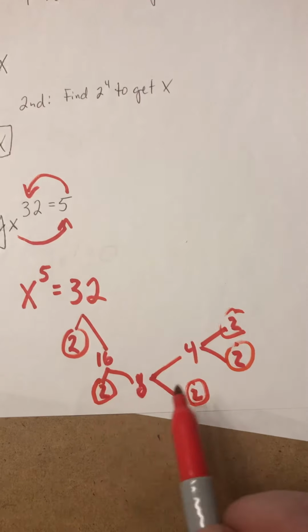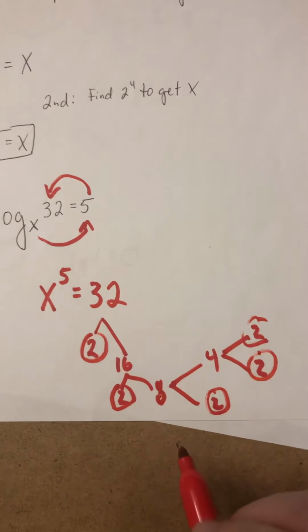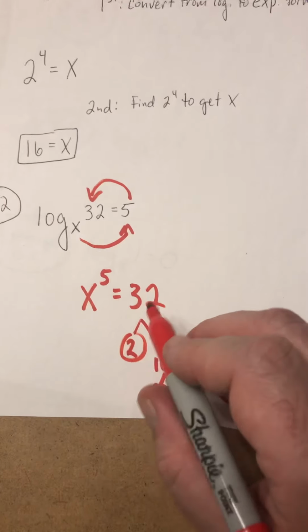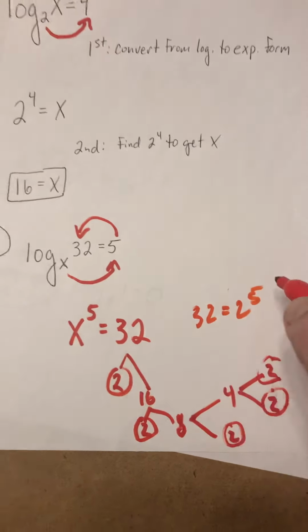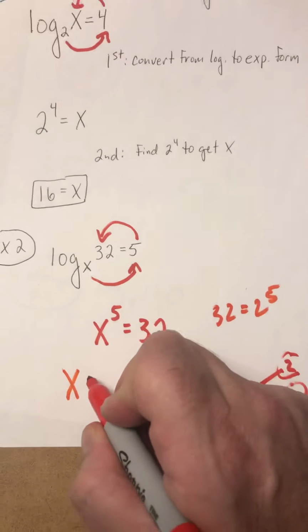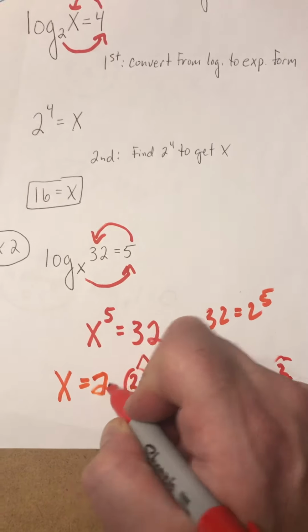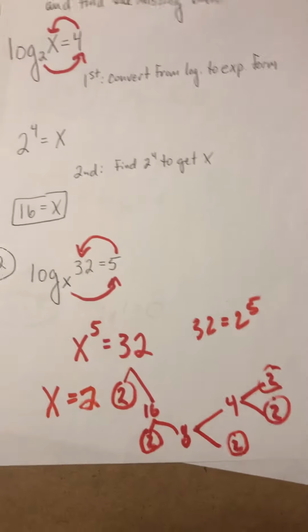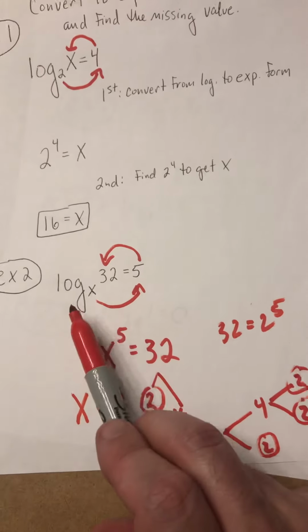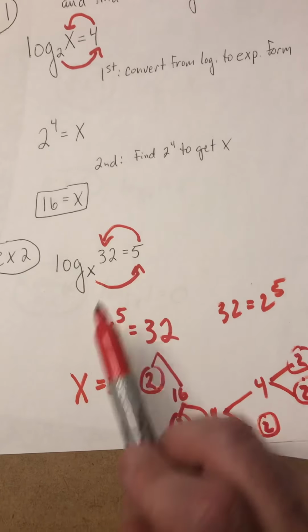Here we have 1, 2, 3, 4, 5 2s. So we know 32 is 2 to the 5th. Since I know 32 is 2 to the 5th, I can say that x equals 2, because that's what the missing value would be. So it would be log base 2 of 32 equals 5.